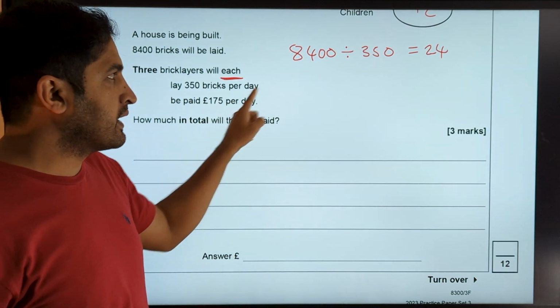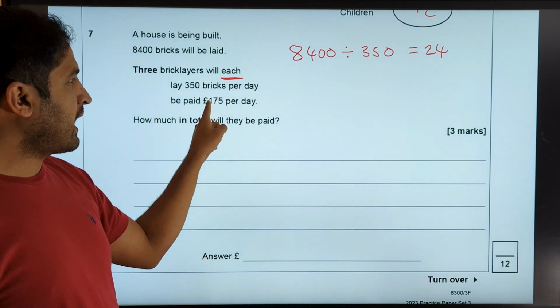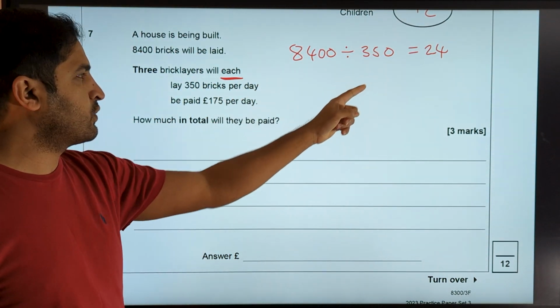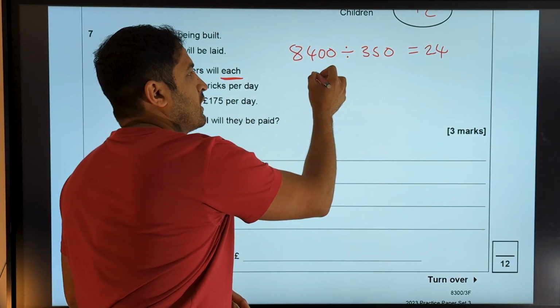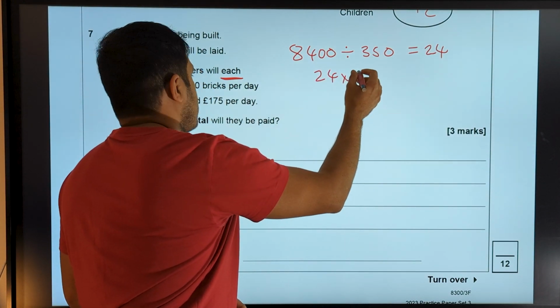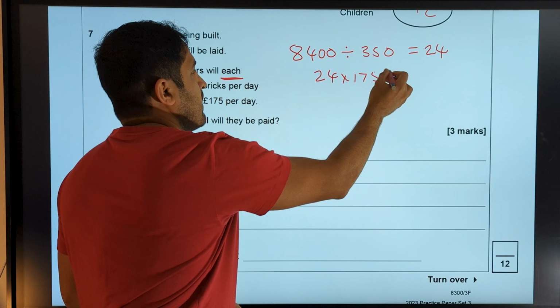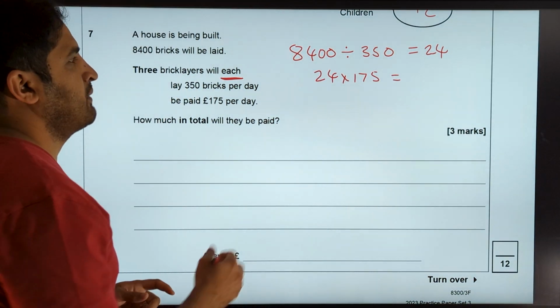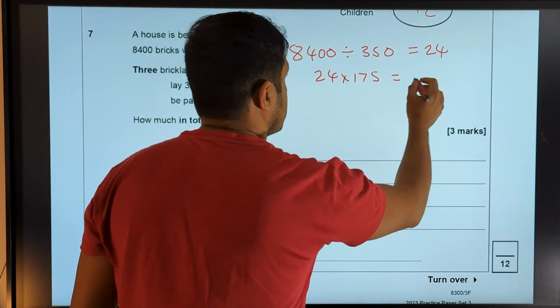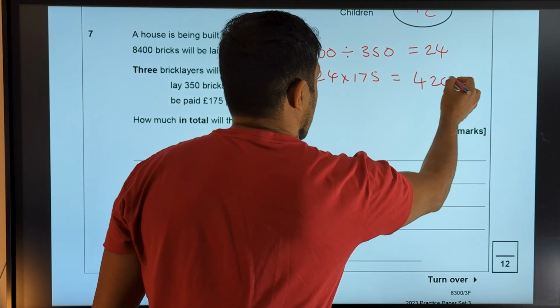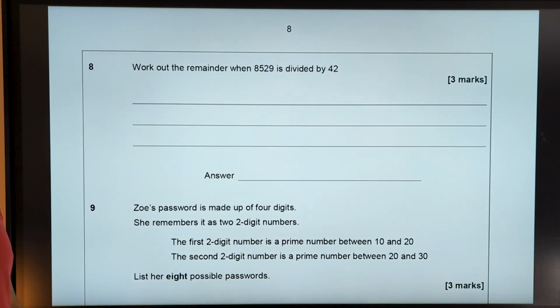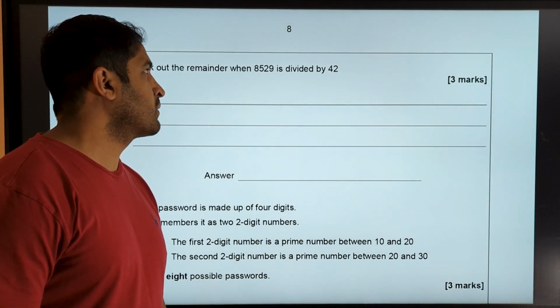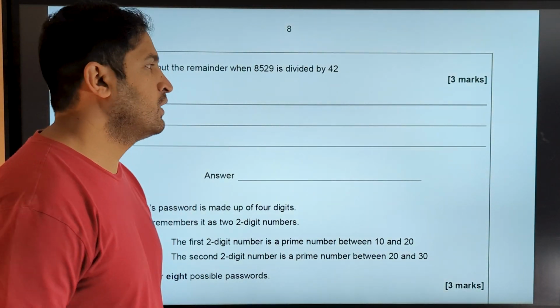And every person will get paid 175. So I can actually get to the answer very quickly. I'm doing 24 multiplied by 175, and that will get me to the answer really quickly. So 24 times 175 will give you 4,200.